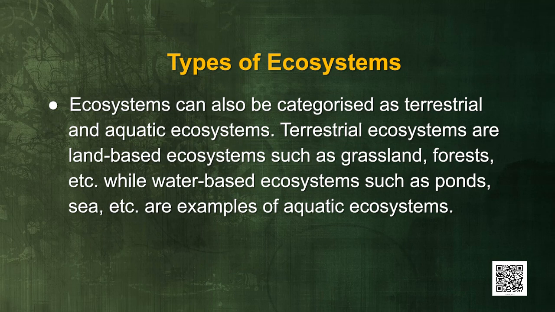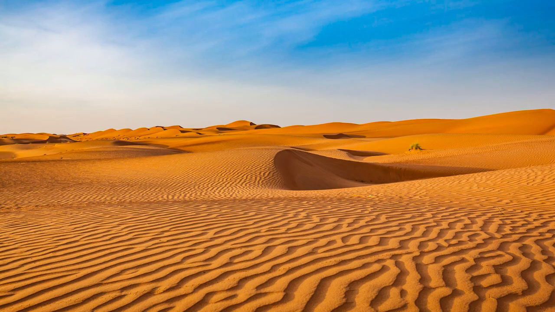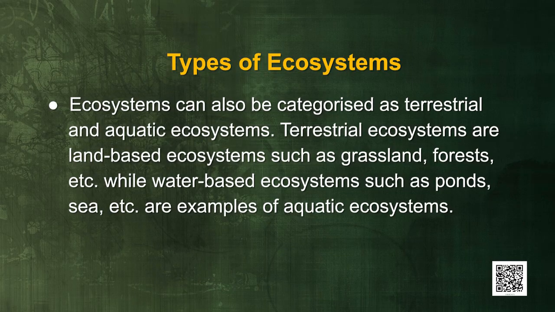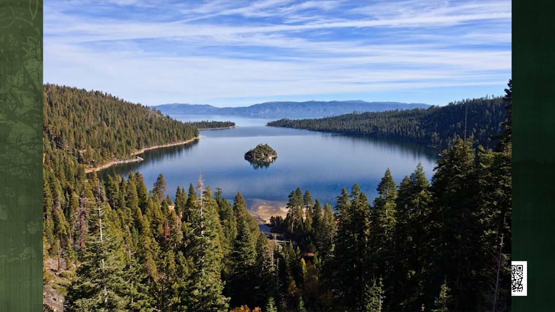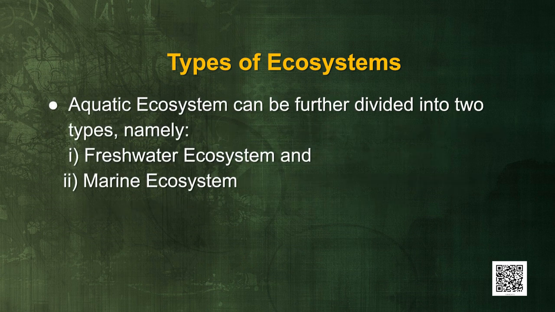Ecosystems can also be categorized as terrestrial and aquatic ecosystems. Terrestrial ecosystems are land-based ecosystems, such as grasslands, forests, etc., while water-based ecosystems, such as ponds, sea, etc., are examples of aquatic ecosystems. Terrestrial ecosystems can further be categorized as forest ecosystems, grassland ecosystems, tundra ecosystems, desert ecosystems. They are so termed depending upon the dominant vegetation or typical climatic conditions. Aquatic ecosystems can also be further divided into two types, namely freshwater ecosystem and marine ecosystem.